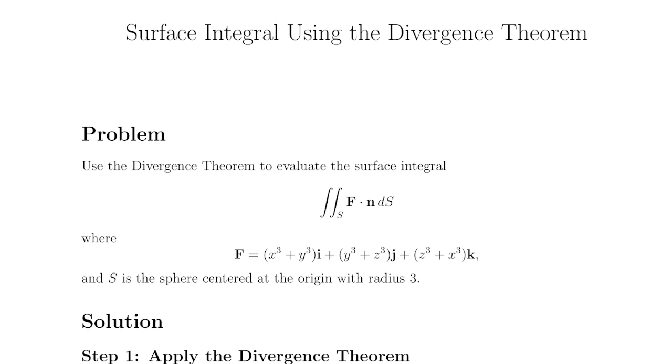In this video, we want to use the divergence theorem to evaluate the surface integral, where F is (x cubed plus y cubed) times i, plus (y cubed plus z cubed) times j, plus (z cubed plus x cubed) times k. And S is a sphere centered at the origin with radius 3. Now, let's apply the divergence theorem.